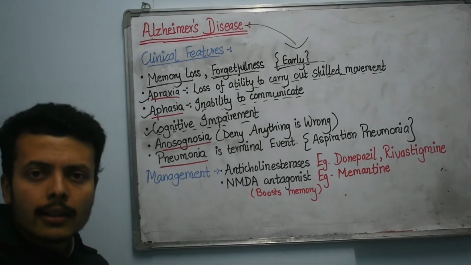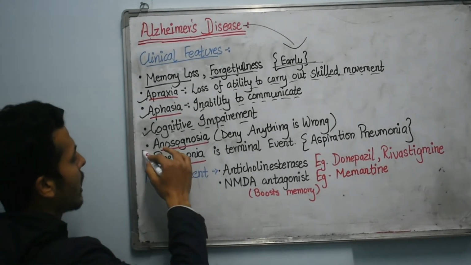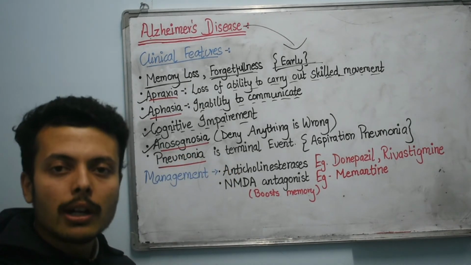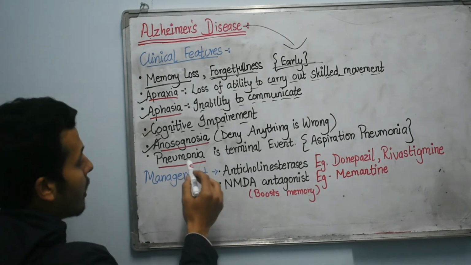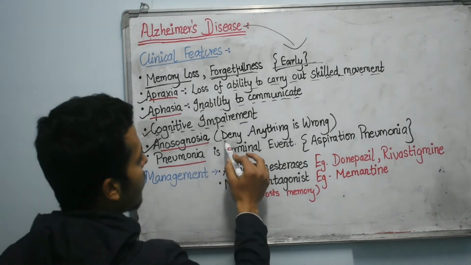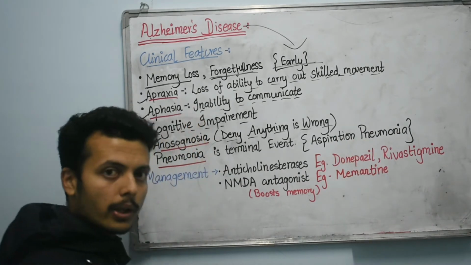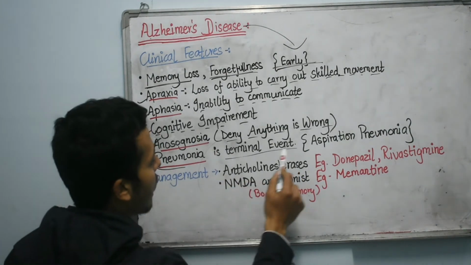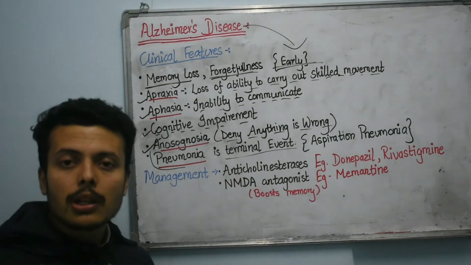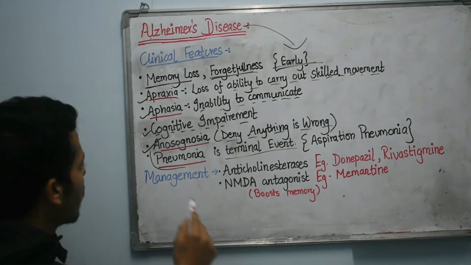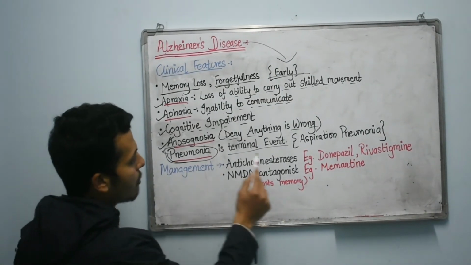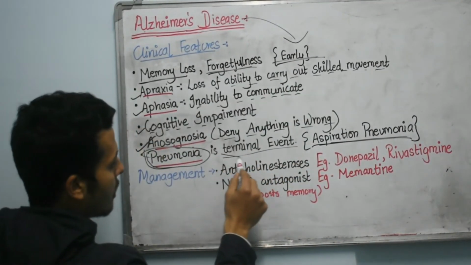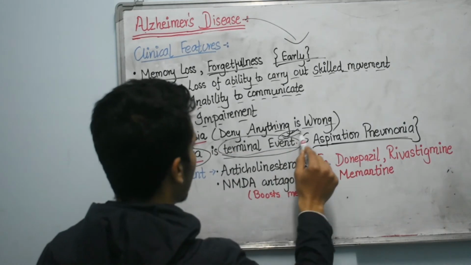Similarly, later in the disease, there is a phenomenon called anosognosia. I will repeat it again. It's called anosognosia. And in anosognosia, the patient actually denies that anything is wrong. And in Alzheimer's disease, pneumonia is the terminal event. That is, the cause of death in most Alzheimer's patients is pneumonia. And the pneumonia, that is aspiration pneumonia, is actually seen in the patients, which leads to their death. That is the terminal event in case of Alzheimer's disease.